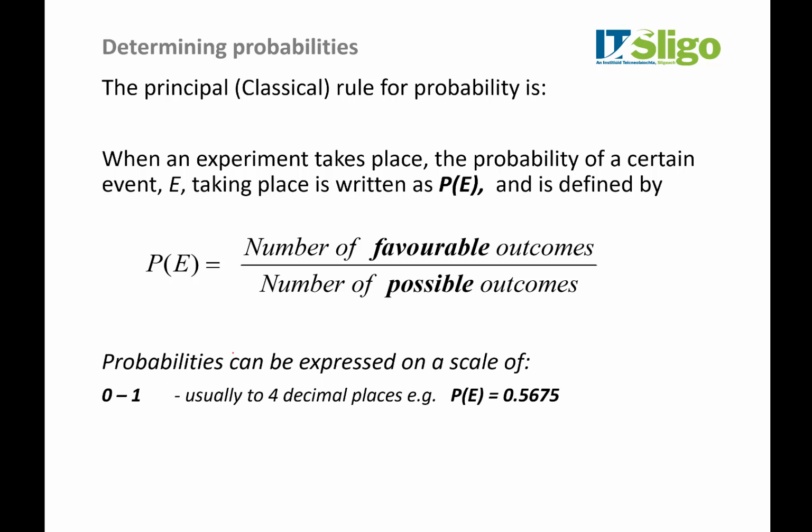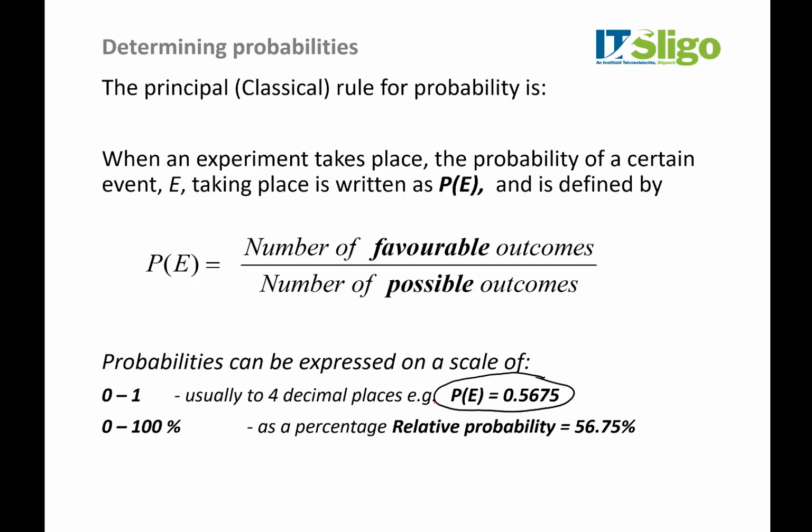Probabilities can be expressed on a scale of either 0 to 1 if we're using decimals, or 0 to 100% if we're talking about relative probabilities. If we're talking about probabilities in terms of percentages, then they're called relative probabilities. Usually we stay in this one, unless the question suggests otherwise.